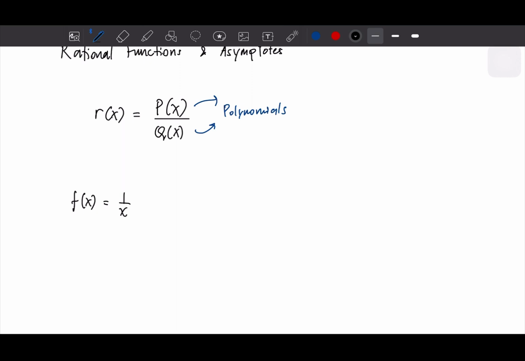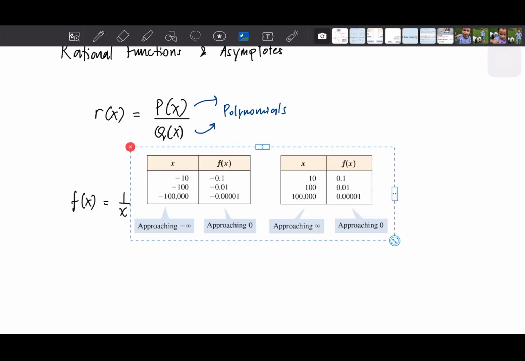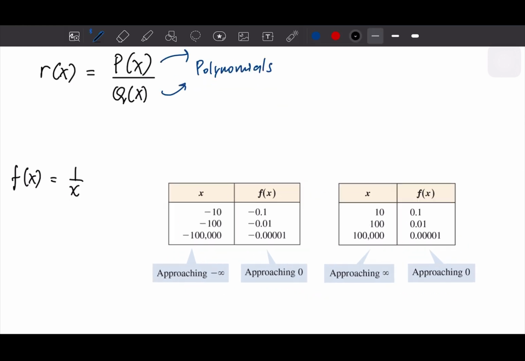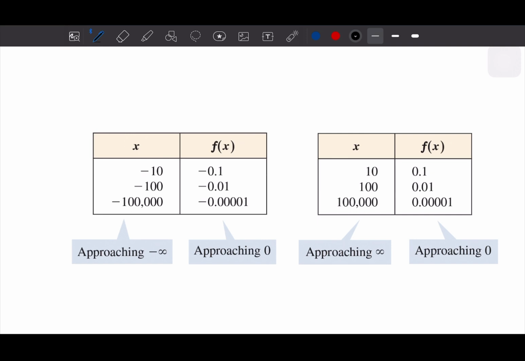To understand how 1 over x works, we could take some x values and check what the results are on the function itself. So let me just give you the result. Let's say we have x. If x is negative 10, it gives negative 0.1. If x is increasing in the negative numbers, then the result is negative 0.000001.